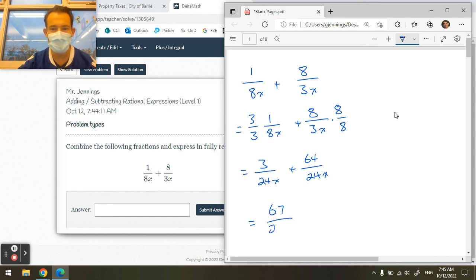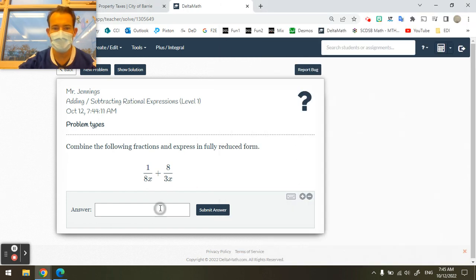67 over 24x. Now, 24 is rich in factors. 67 is not. Okay, 67 doesn't have many factors, so they don't share any factors. So this is actually fully reduced. 67 over 24x. And just say, yeah, send that in.